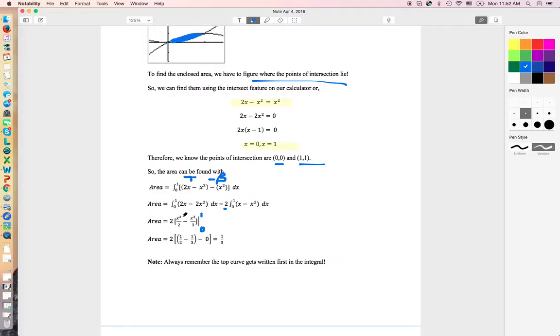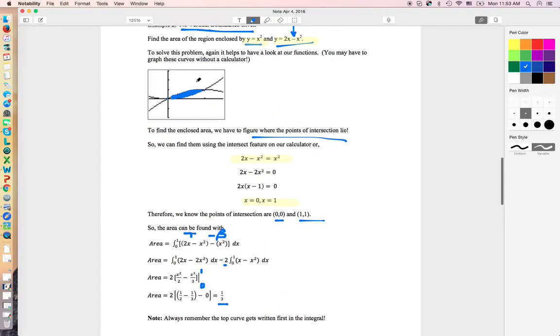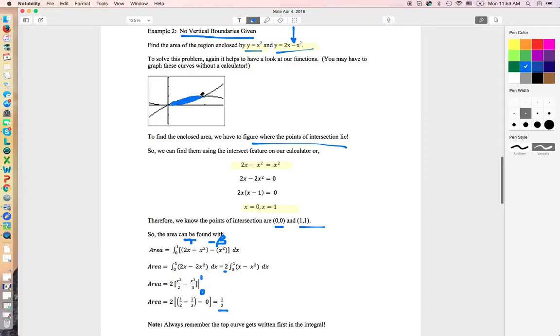And when I plug in a 1, I get 1/2 minus 1/3. And when I plug in a 0, I get a 0 minus a 0. That's just a 0. And when you do the math here, that's 3/6 minus 2/6. That's 1/6. And 2 times 1/6 is 2/6, which reduces to 1/3. So the area between these two parabolas, enclosed by their points of intersection, is 1/3 of a unit squared. I hope that's making sense to you.